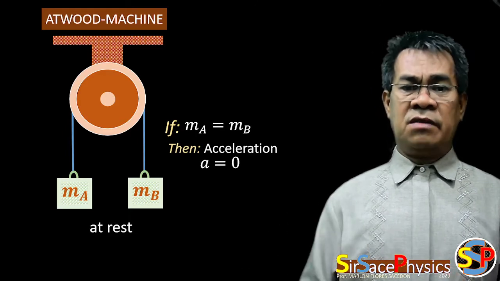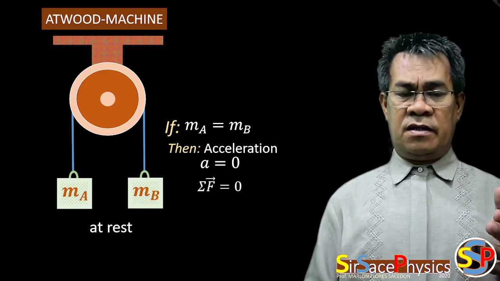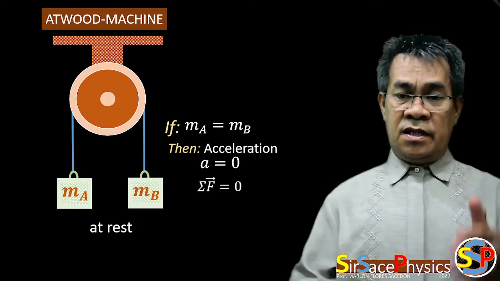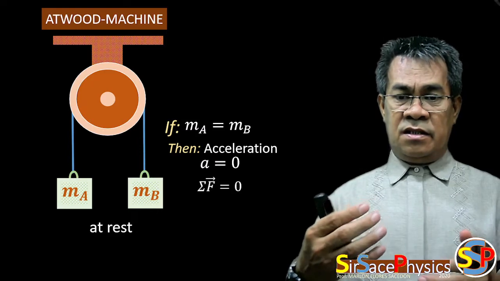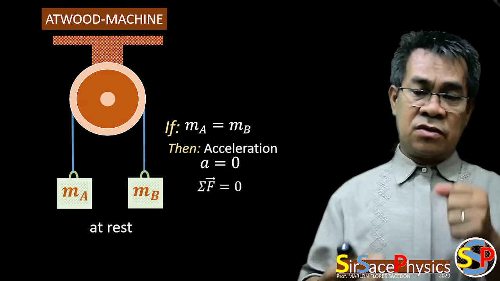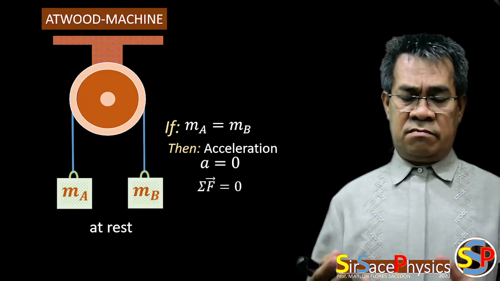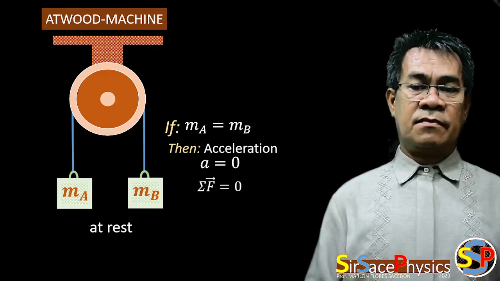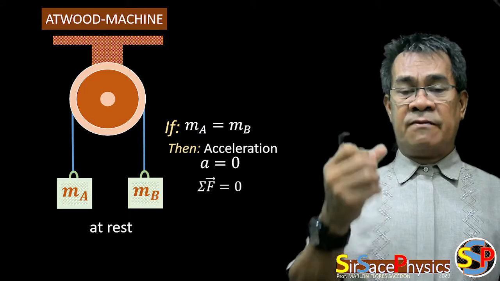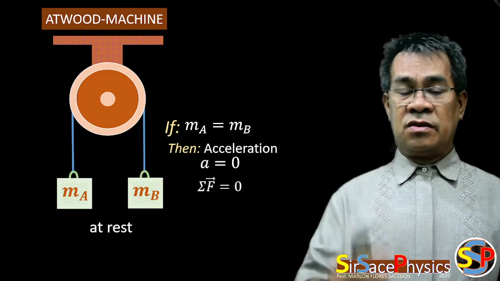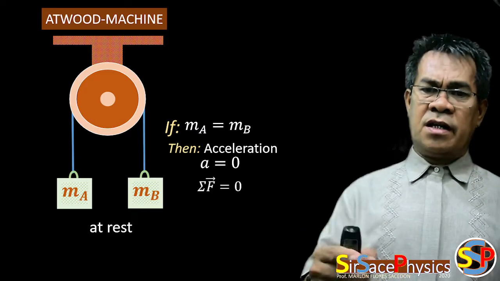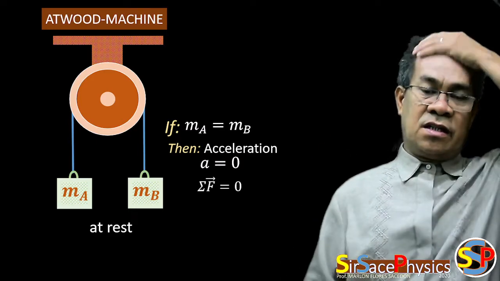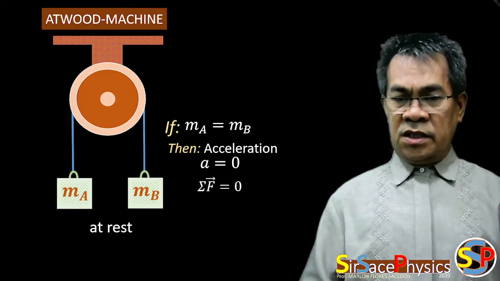It's at rest, meaning the acceleration and the unbalanced force are also equal to zero. But if this is at rest, take note, because they have the same amount of mass, they must have the same amount of gravitational force. And remember that the gravitational force is the force that the Earth exerts on that object, and it is the product of the mass itself by the gravitational acceleration. Okay, this is at rest.